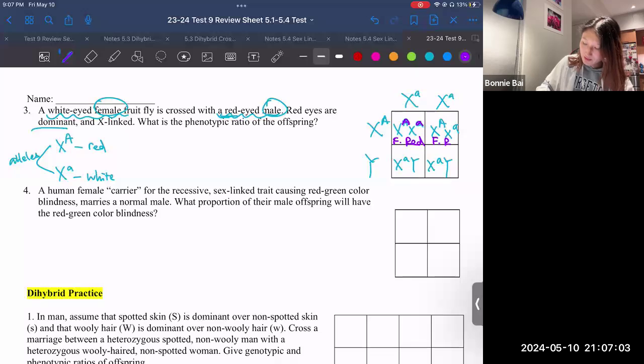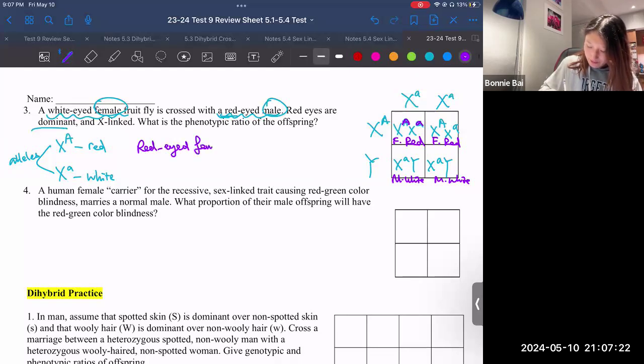This is another female with red eye. Another male with white eye. Male with white eye. Okay, so your answer should be female. You can write red-eyed female, right? It says phenotype. So not the big A and the little a, like X and the Y. We're saying the actual physical trait.